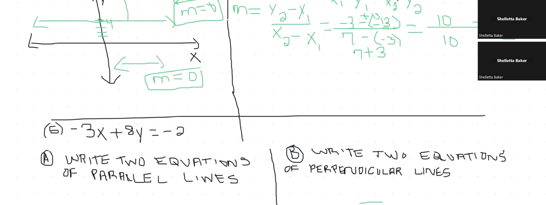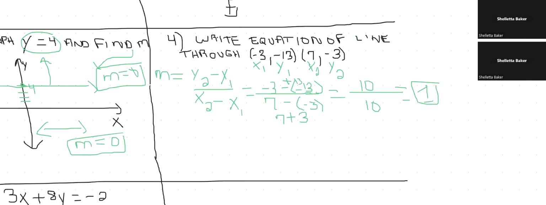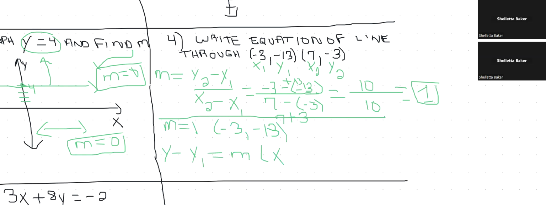So let's move it over a little bit. So our slope is equal to 1. We're going to take this slope and one of our points. So I'm just going to choose the first point. It doesn't matter which point you choose. That first point is -3, -13. And we're going to use our point slope form, y minus y sub 1 equals m times x minus x sub 1 to write this equation.